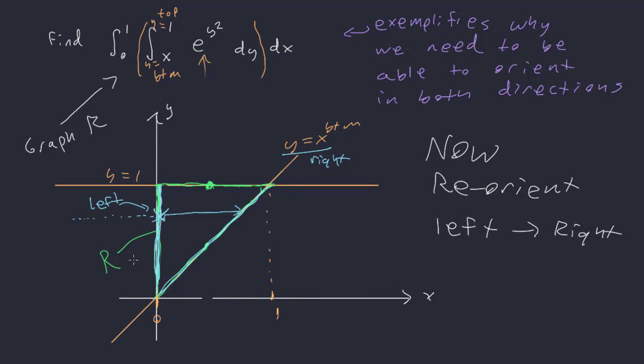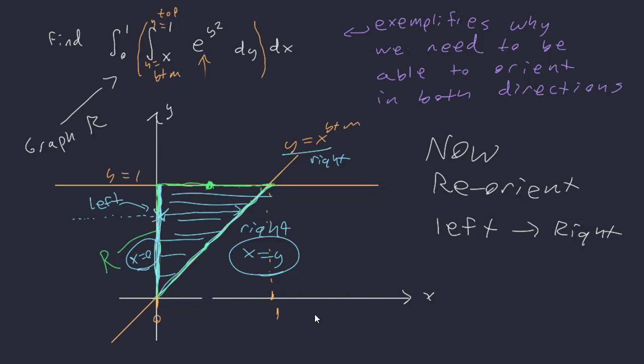Well, that vertical line is x equals 0. Okay, no problem, that aligns with here, but our right side is this y equals x line. However, when we put it in our integral, it's going to be the x equals y. Because remember, when we orient left to right, it's always x equals left to x equals right.